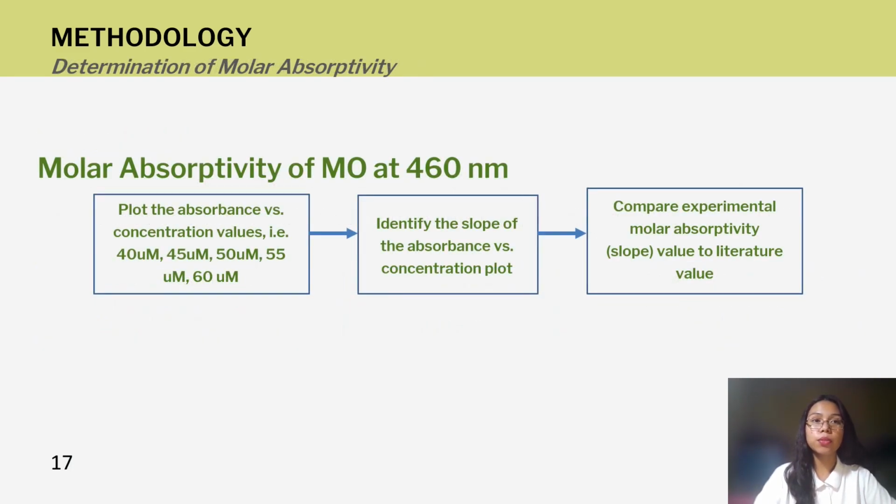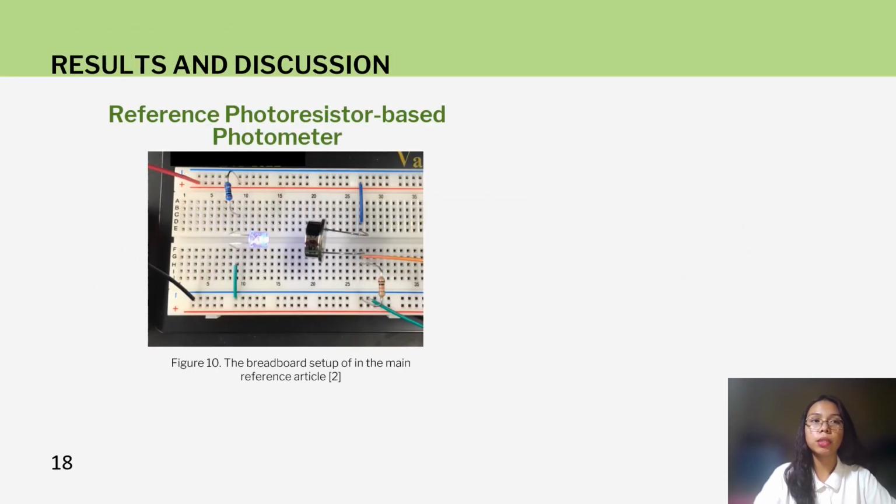Lastly, the absorbance of each concentration prepared is calculated. Then, an absorbance versus concentration plot was made. The slope of the plot is compared against the literature value of methyl orange dye's molar absorptivity. Now, on to the results and discussion.